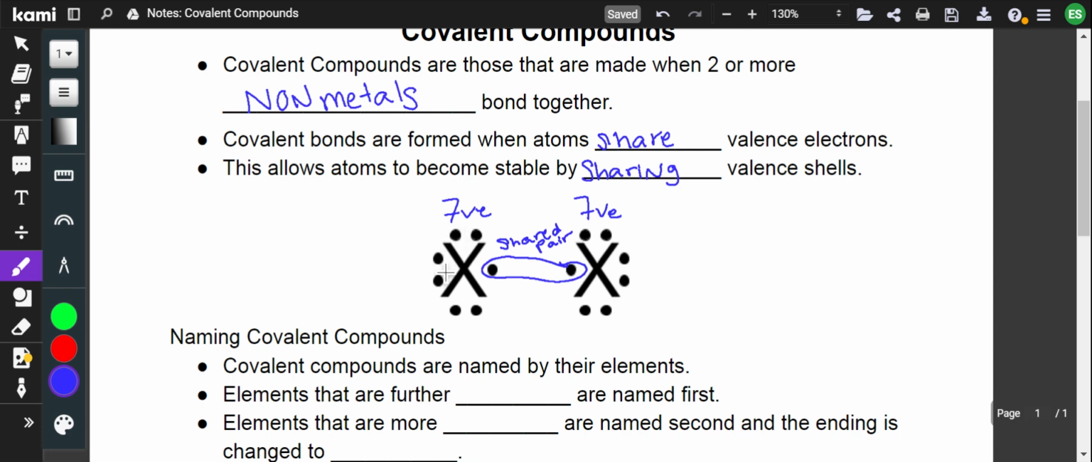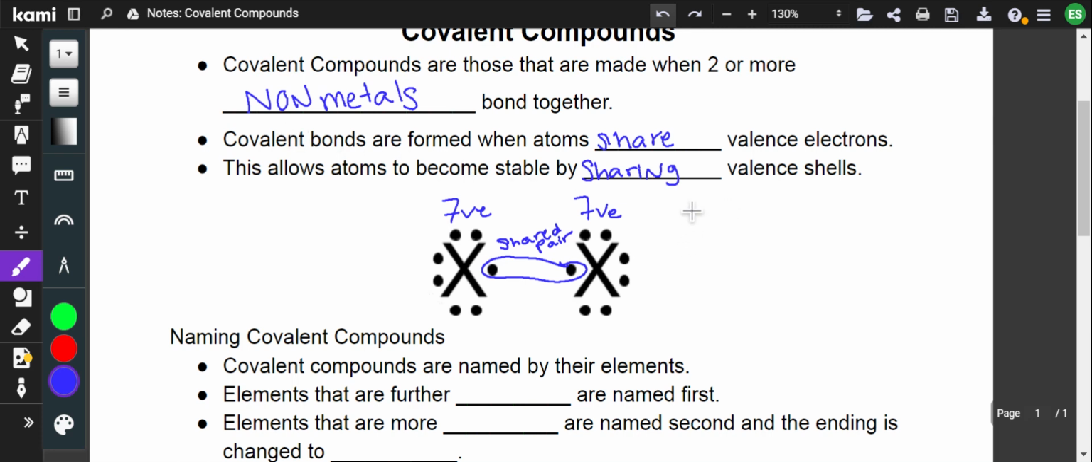1, 2, 3, 4, 5, 6, 7, and then this eighth one is being shared. Same thing for this other one. 1, 2, 3, 4, 5, 6, and 7, and then 8 on this shared one. So we have a single shared pair of electrons being shared between two atoms. That's what creates this covalent bond. They are now co-sharing valence electrons. If that doesn't quite make sense, go ahead and rewatch those Lewis dot structure diagram images.